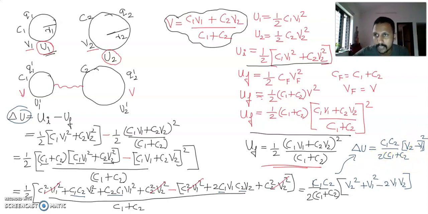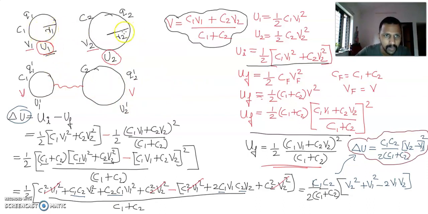This expression is an important expression. It can help you in solving many entrance questions. Delta U, that is the loss in potential energy on combining the two capacitors, will be C1 C2 divided by 2 into C1 plus C2 into V2 minus V1 the whole square. This expression is very important. Let's recall all these things. Let's rewind all these things.